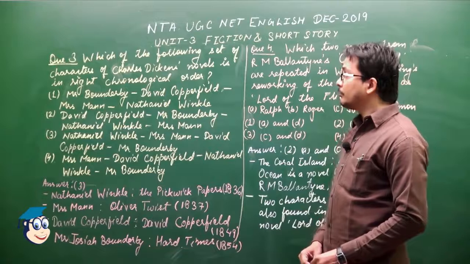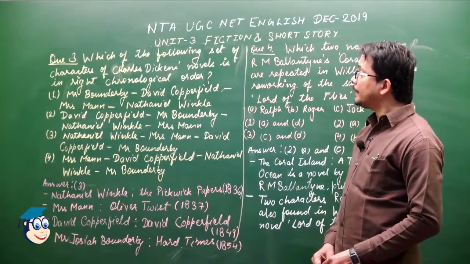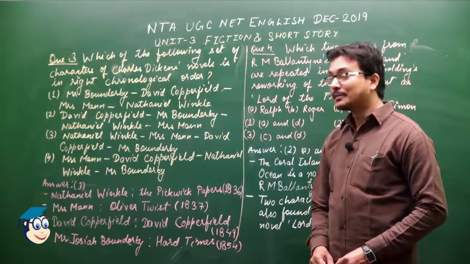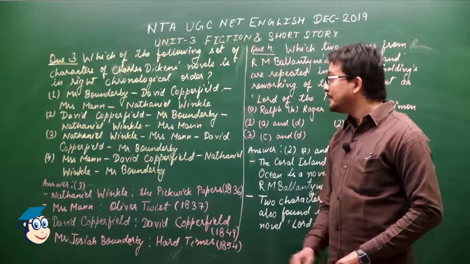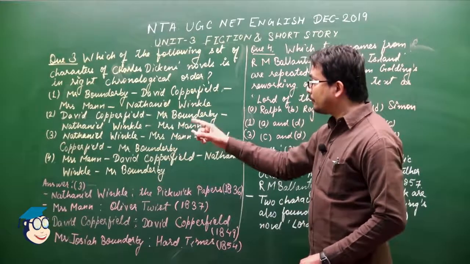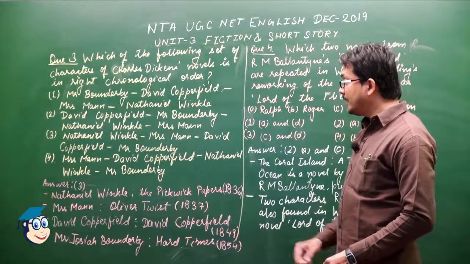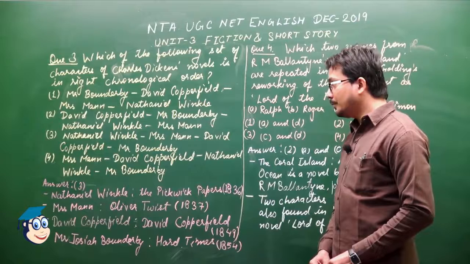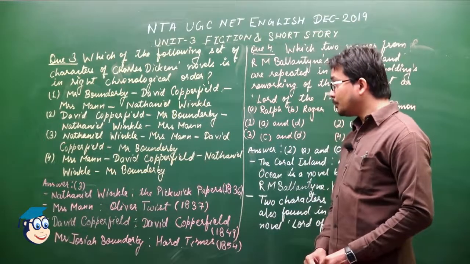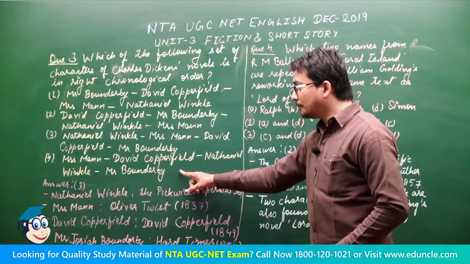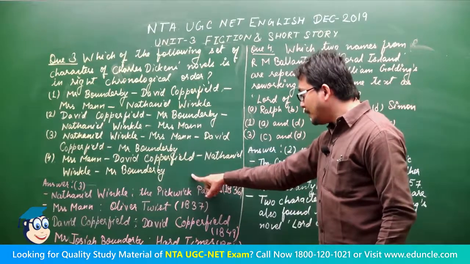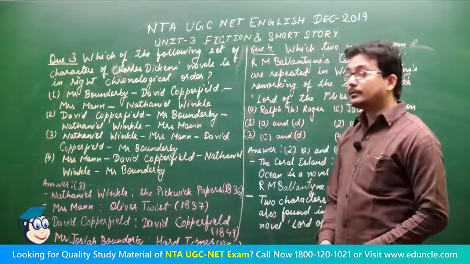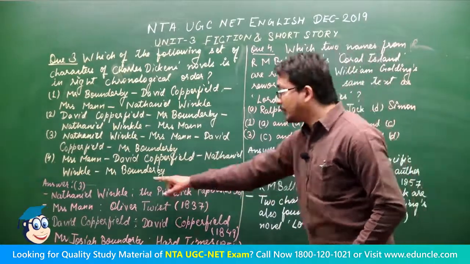The third question in the question paper was, which of the following sets of characters of Charles Dickens novels is in right chronological order? Many of the questions were asked on the basis of chronological order. The first option is Mr. Bounderby, David Copperfield, Mrs. Mann, and Nathaniel Winkle. The second one, David Copperfield, Mr. Bounderby, Nathaniel Winkle, and Mrs. Mann. The third option, Nathaniel Winkle, Mrs. Mann, David Copperfield, and Mr. Bounderby. The fourth option is Mrs. Mann, David Copperfield, Nathaniel Winkle, and Mr. Bounderby. In fact, these characters have been asked according to the publication of the novels, and the correct answer is the third one.